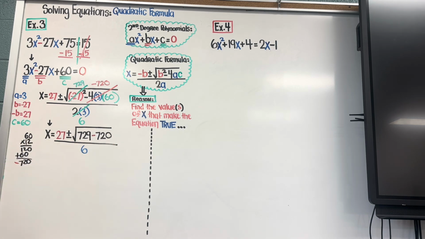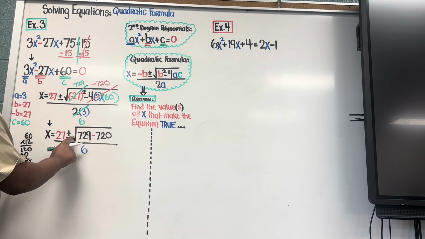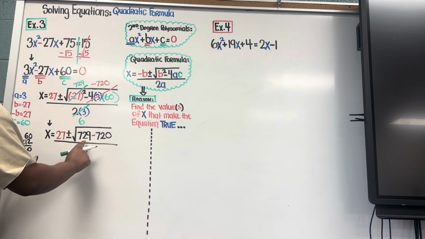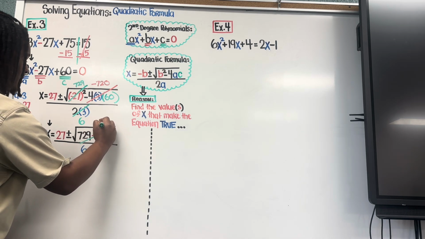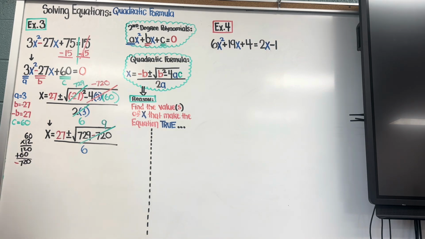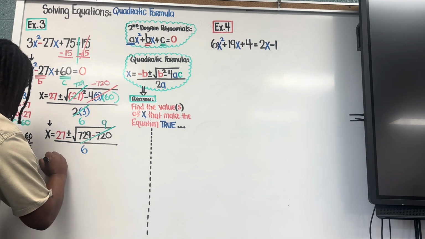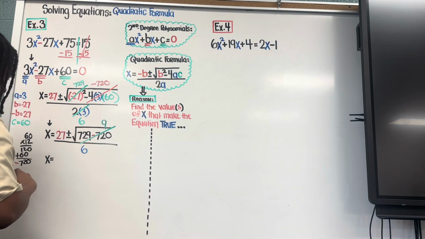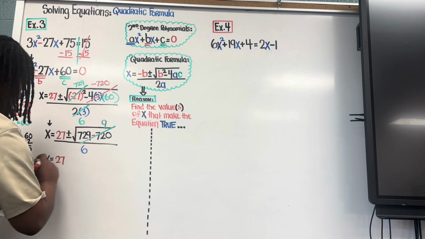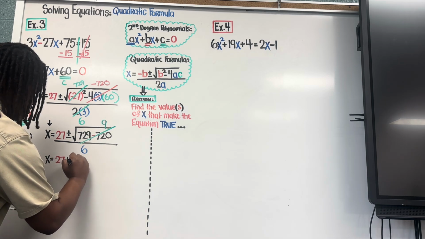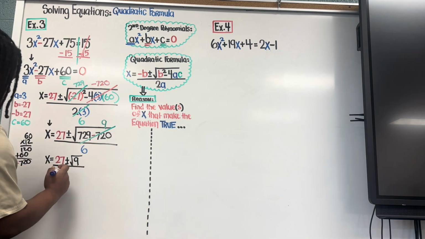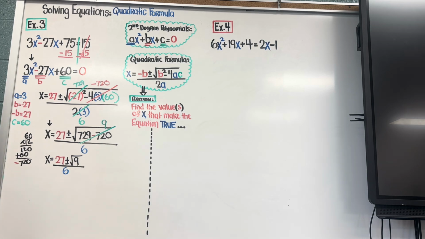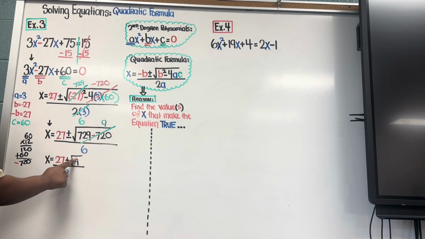Now, what we're going to do, guys, is still simplify. I want to simplify within the square root, and I have 729 minus 720. That will equal 9. So I'm going to rewrite it one more time. So I have 27 plus or minus the square root of 9, all divided by 6. Okay, the square root of 9, all divided by 6. Let me just make that green so you know what I'm talking about.